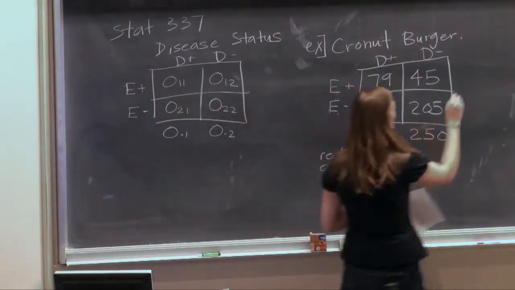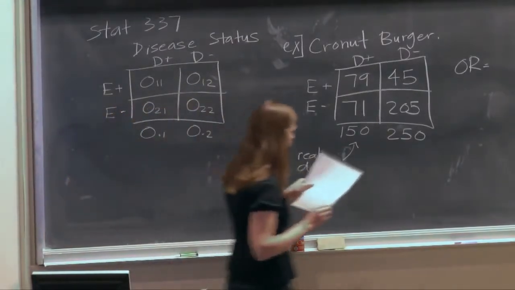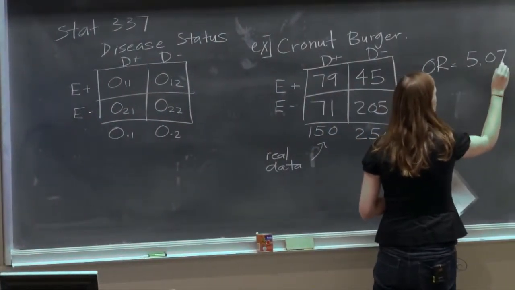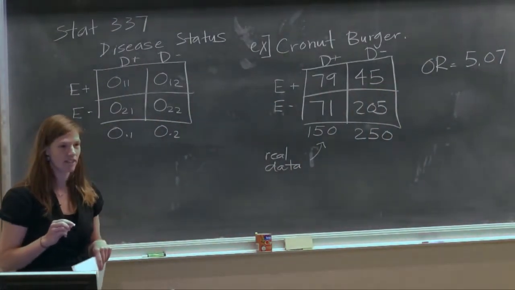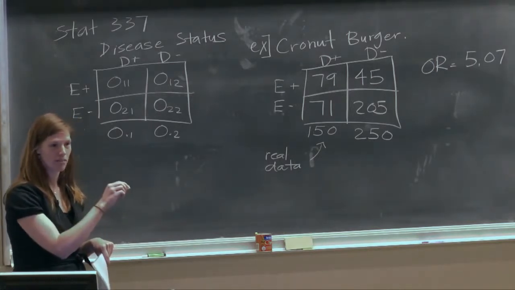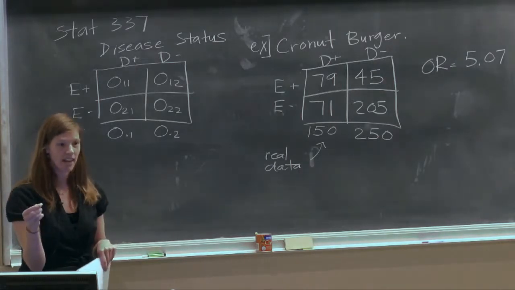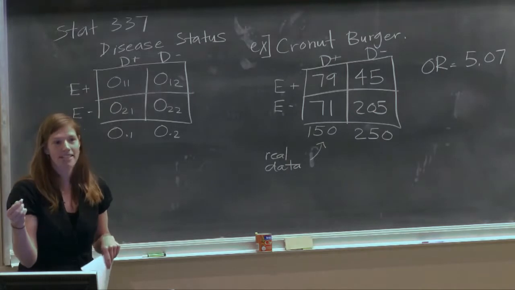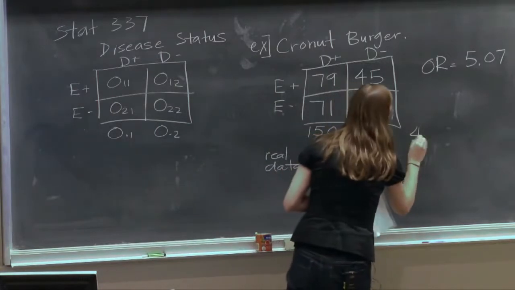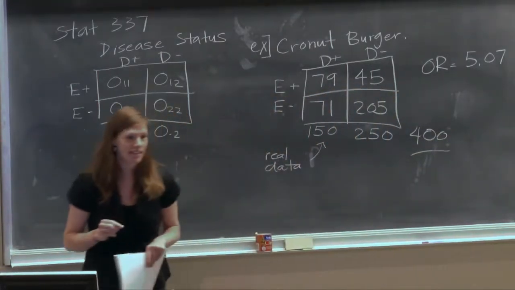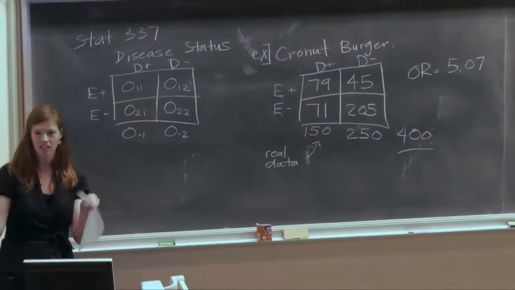And so in our previous class, we learned about calculating odds ratios. And so you can do the calculation if you know the formula. The odds ratio for this table is 5.07. So the odds of exposure to the cronut burger are 5 times higher in people who got sick than people who didn't get sick. And 5 is a big number, but is it that big? We don't know, right? And odds ratios depend a lot on our total sample size. Here we have 400. So we need a more formal way of determining if there's actually an association.